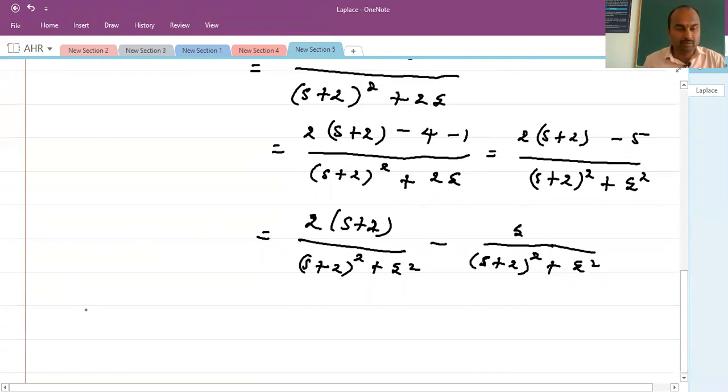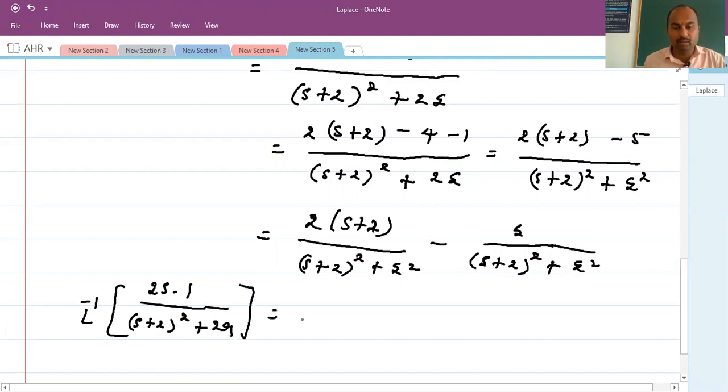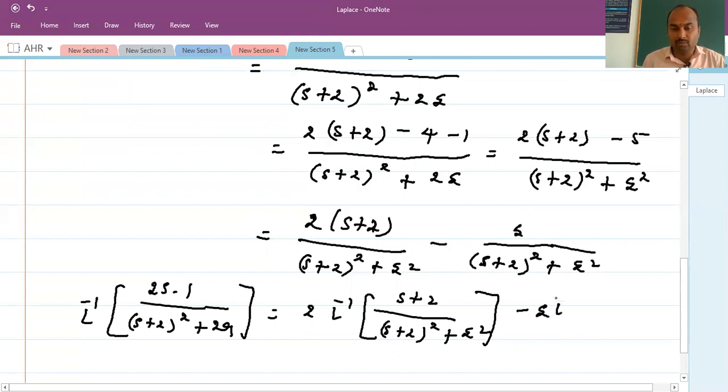Now I'll find the inverse. So the inverse Laplace transform of 2s minus 1 by s plus 2 whole square plus 29 will be equal to, here 2 is a constant, into the inverse Laplace transform of s plus 2 by s plus 2 whole square plus 5 square, minus 5 into the inverse Laplace transform of 1 by s plus 2 whole square plus 5 square.